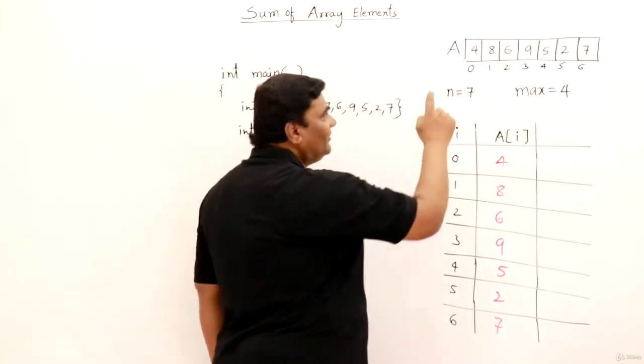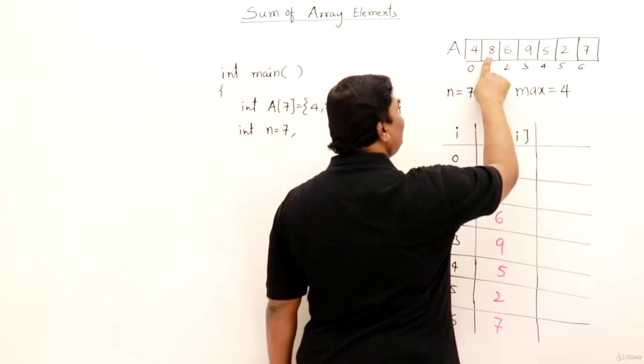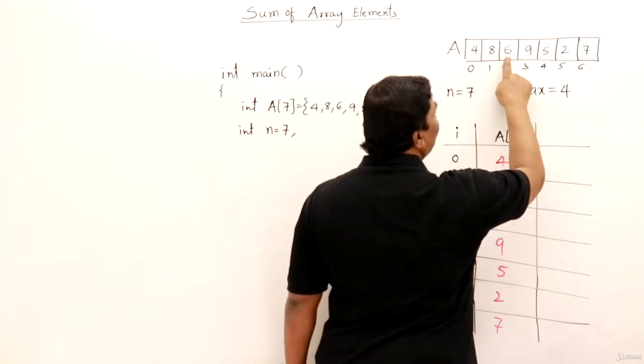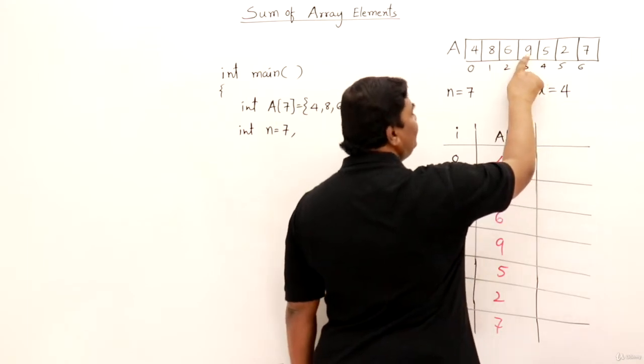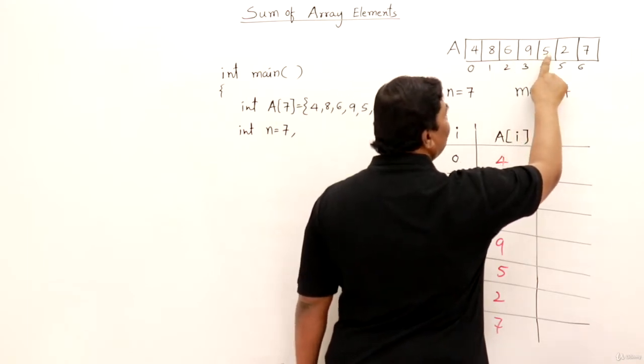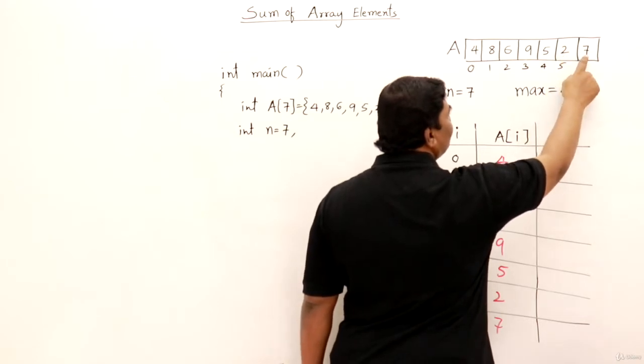Observe it. First is 4. Then 4, 4, 4. Oh, 8. 8 is greater than 4. Yes, so 8, 8, 8. No, this is not smaller, leave it. Then 8. Oh, 9. That is greater. Yes. 9, 9, 9. This is smaller, leave it. This is smaller too, leave it. This is also small. Leave it.